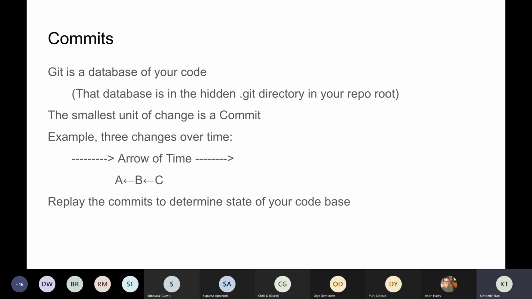Any questions about commits here that I can take real quickly, based on this understanding of what a commit is? Okay, so I'm going to just keep on going through these slides.